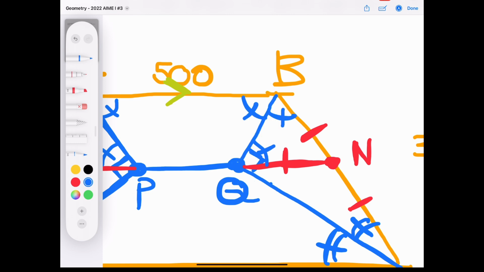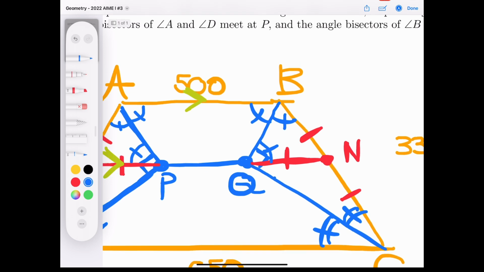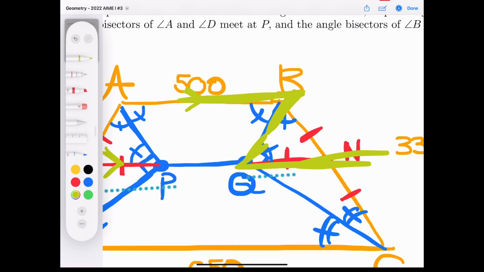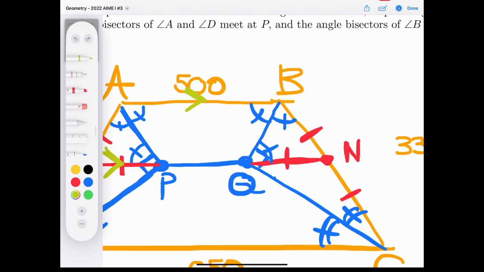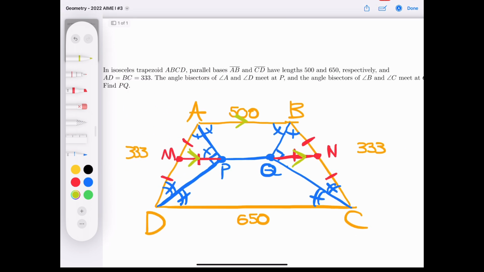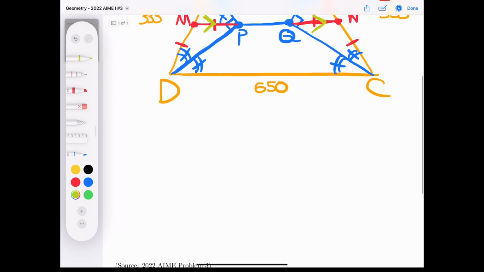And so you get that angle BQN is congruent to angle 1 as well. And so by these alternate interior angles, it will follow that QN is parallel to AB as well. Okay, so I'm just going to erase this to make the diagram clearer, but we get that QN is parallel to AB.